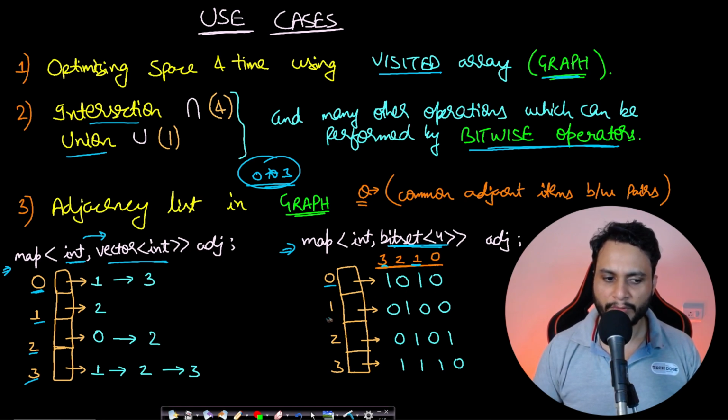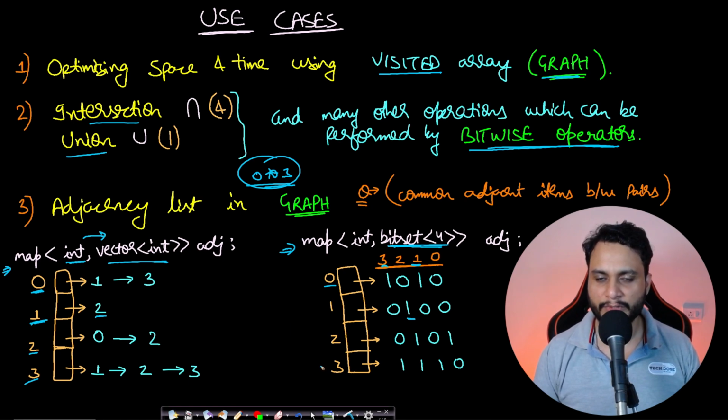And in the similar way, you can follow for 1 is only following 2, that means 1 has adjacent node as 2. So you can just set this 2 and unset rest of the other bits, and you can follow the same for 2 and 3. So this is how you can have the adjacency list using bit set.